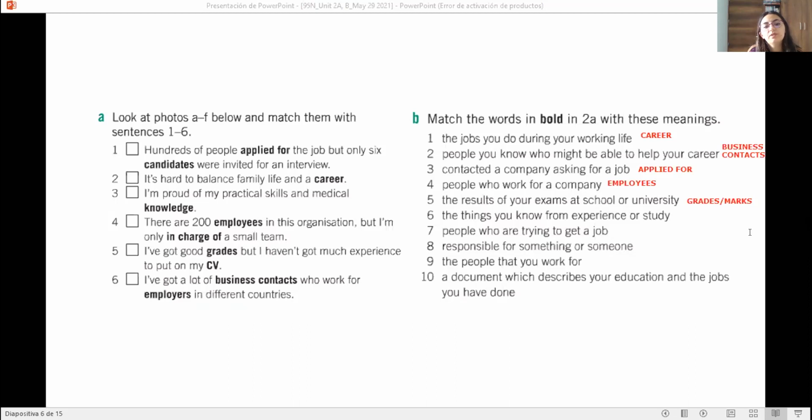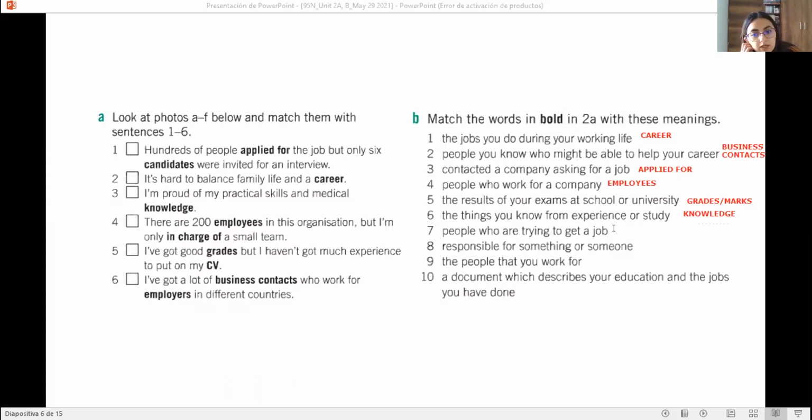¿Qué es lo que ustedes obtienen con experiencia o estudio? Knowledge. Well done, Steffi. Yes, it's knowledge. We most of the time acquire this knowledge from experience or study. Yes, knowledge. Let's move to number 7.